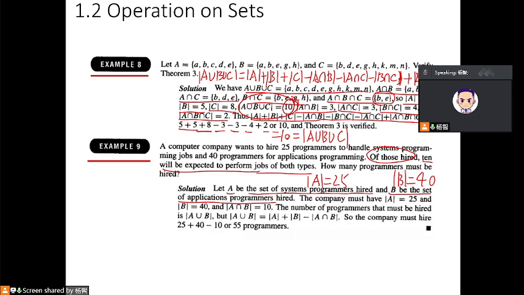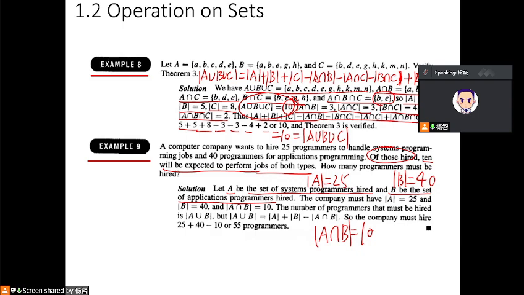What does jobs of both types mean? It means that we have 10 programmers who do both types. Is that right? It means these 10 programmers belong to A and also belong to B. So the cardinality of the intersection of A and B is equal to 10.